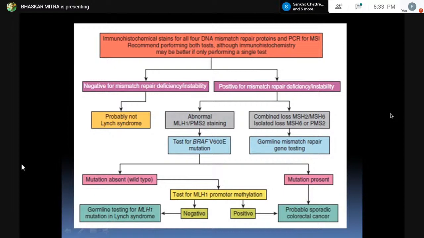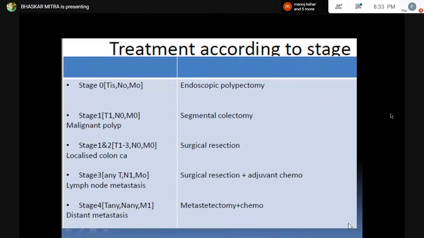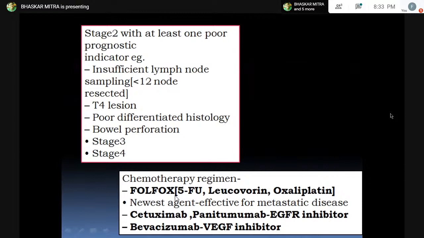The fund allocation is important for this treatment sequencing. Now these are the different treatments according to the stages, and the different colorectal carcinomas have been offered different chemotherapy regimens, that is normally FOLFOX and the newest, that is the EGFR inhibitor, and the VEGF inhibitors can be used. Again, the EGFR inhibitor has to be first tested for the KRAS and the BRAF. If the KRAS and the BRAF mutation is there, then these EGFR inhibitors will not be effective in those cases.